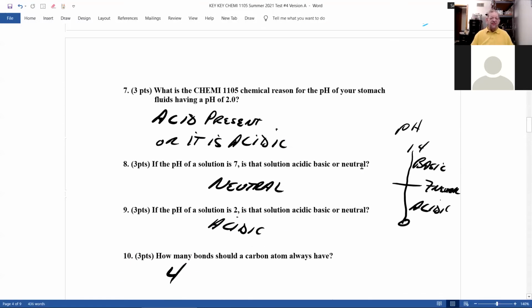All right, next one. Some of you had difficulty because you didn't read the problem. What is the Chem 1105 chemical reason for the pH of your stomach fluids having a pH of 2.0? And what that means is not it helps break down food. That's not Chem 1105. I teach that when I teach organic, but not this class. It means there's an acid present. It's acidic. You could also put there's HCl in your stomach. All those would have been correct.